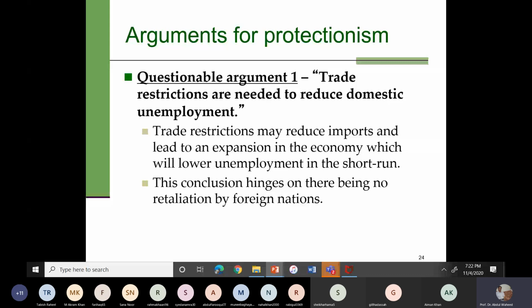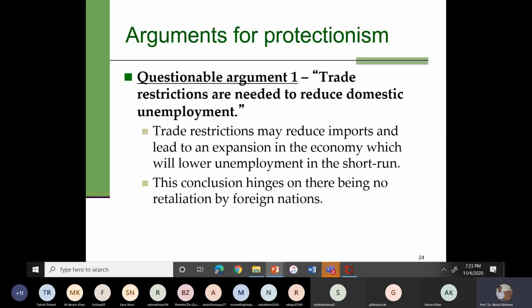But the question is whether there is retaliation by the trading partner, because when we decrease our imports, our trading partner's exports decrease. So what will happen? They will retaliate. They will also impose restrictions on imports. A decrease in their imports means our exports will decrease. So when our exports decrease, our production of exportable goods will decrease. Then the demand for labor will decrease, and unemployment will increase. So on the one hand, we are trying to decrease unemployment by putting restrictions on imports.